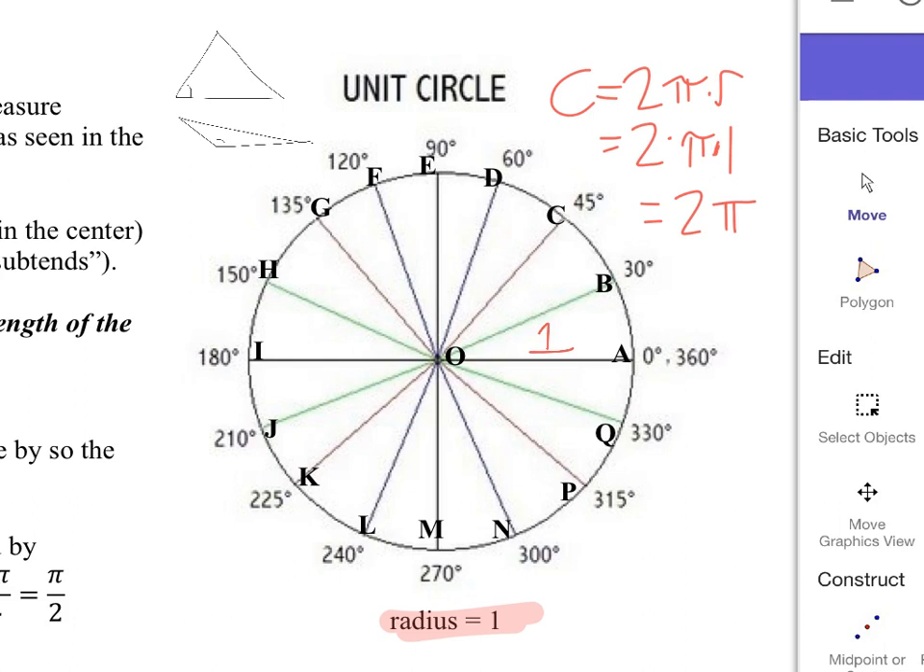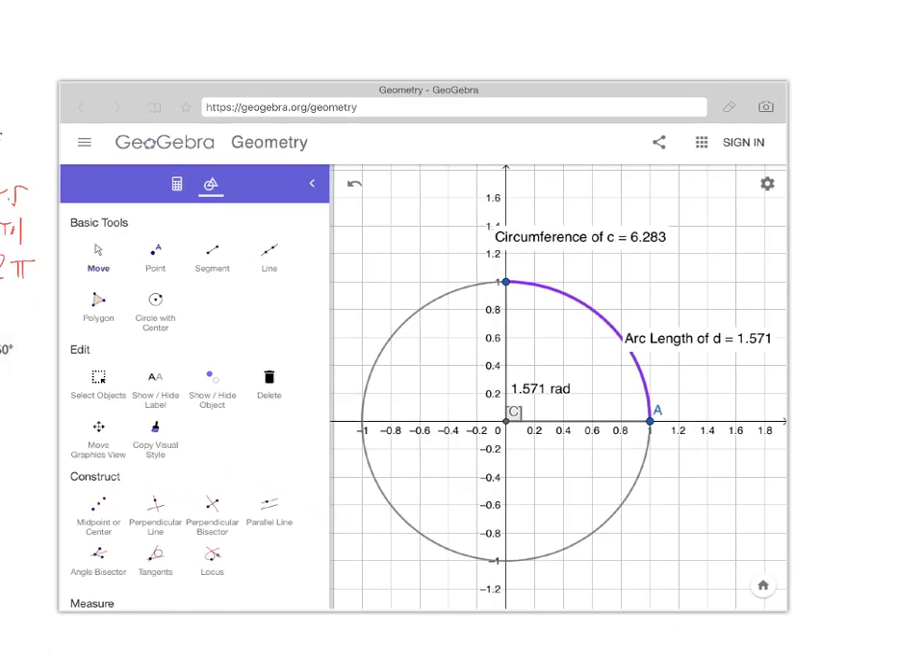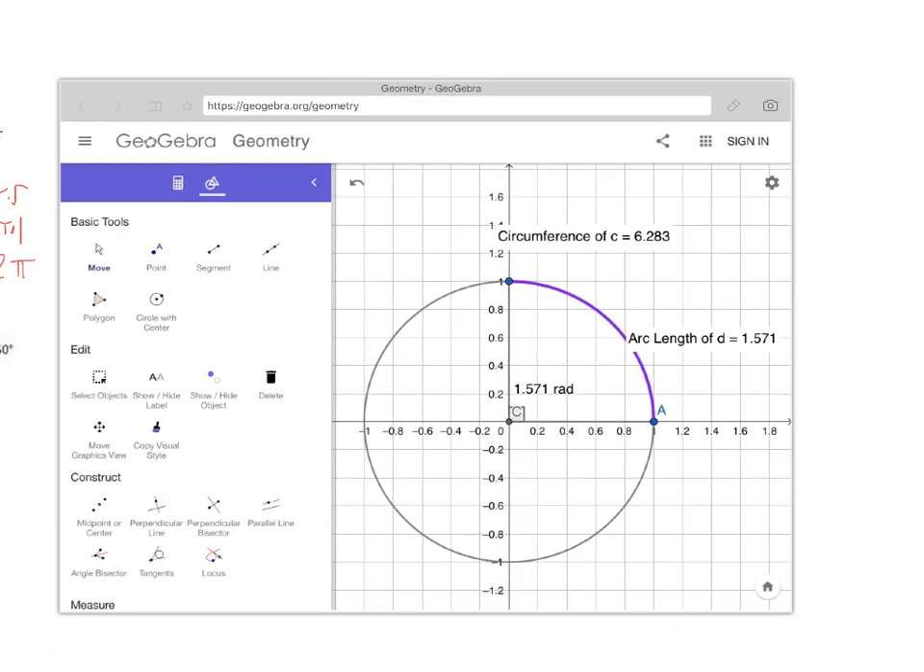Okay? And now we can say that we're going to gauge the measure of an angle off of the arc. Degrees breaks up the circle into 360 parts. A radian is going to break it up into fractions of the circumference. All right? So, let's look at some GeoGebra here that we've got going on. Let's think a little bit about this here.